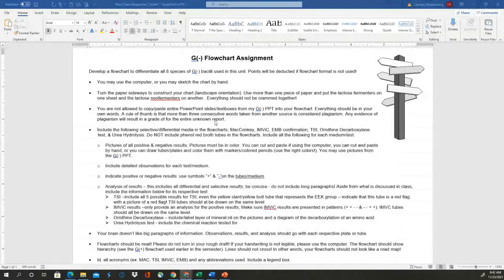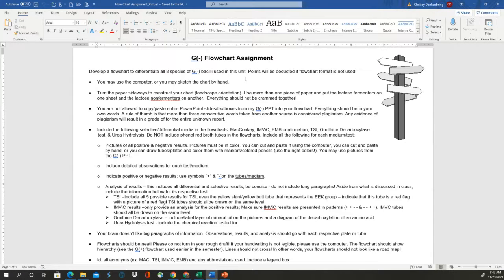So now let's go over the actual assignment, okay? Your flowchart needs to differentiate all 8 of the unknowns, and again, you must use a flowchart format. You can write this by hand. You can put it on the computer. You can make it on a big old poster board and send me a picture of it, okay?